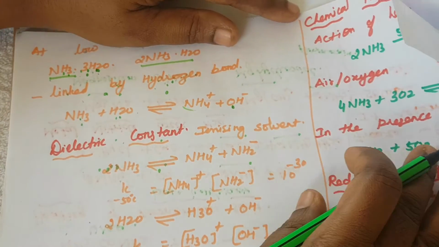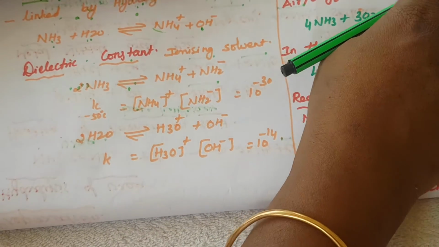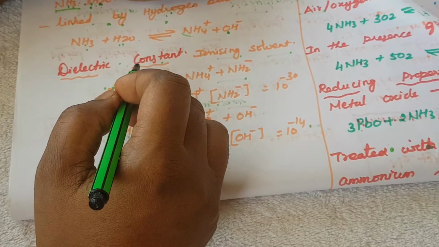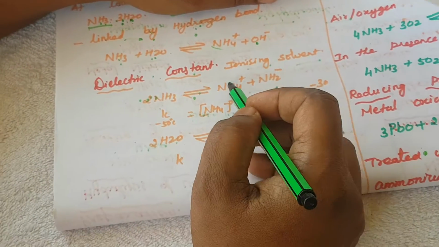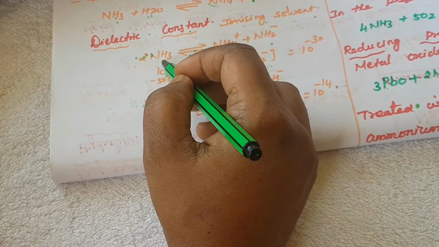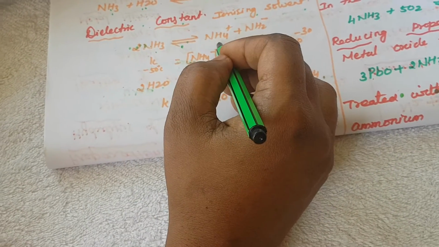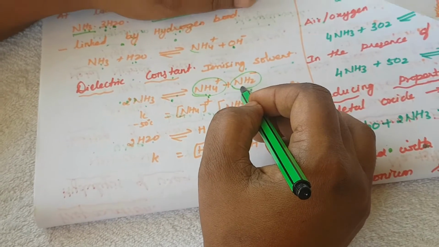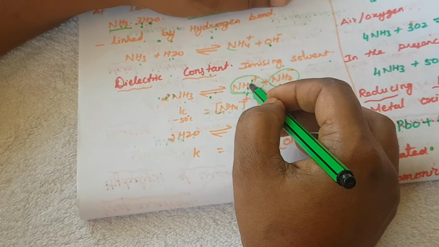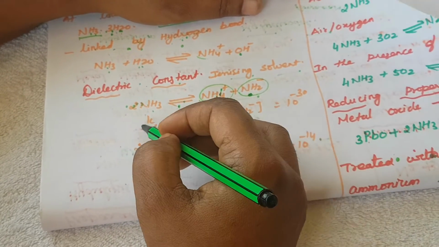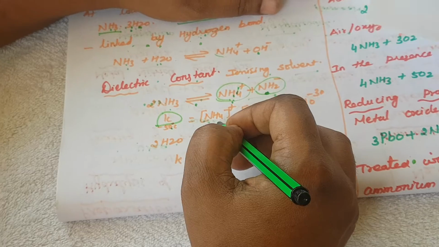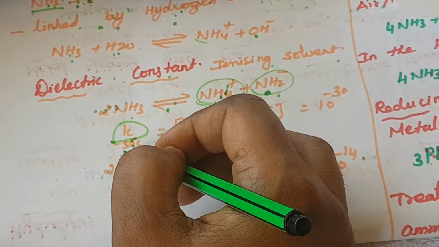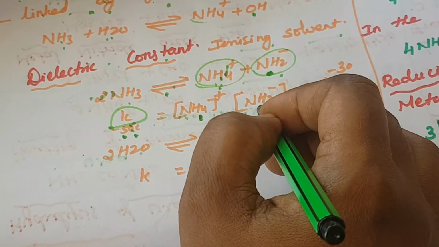Next is ionizing solvent, dielectric constant. What is meant by dielectric constant? In hydrolysis, they separate into two forms, the acid and base. When ammonia is ionized, it gives the ammonium ion and another ion, with positive and negative charges. This is the equilibrium, and the constant is the ionic product constant at minus 50 degrees Celsius, for the ammonium ion and the NH2 minus ion.